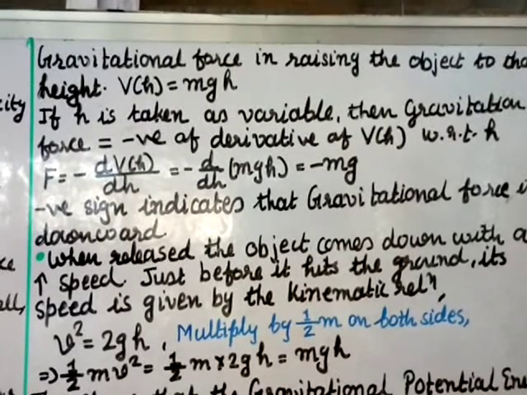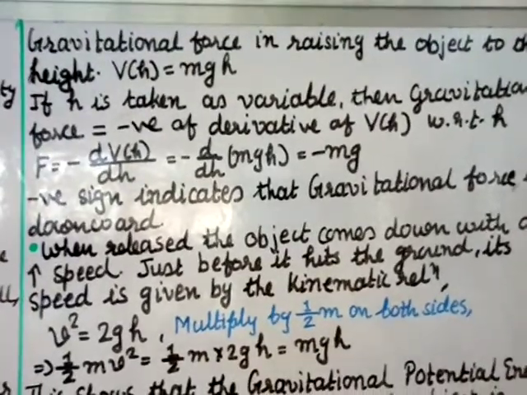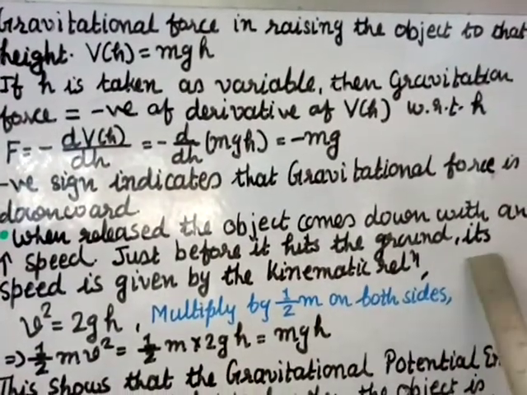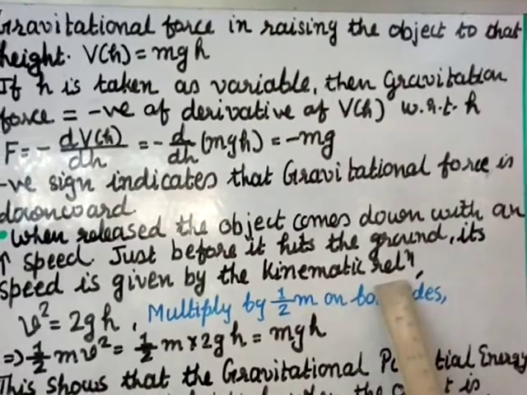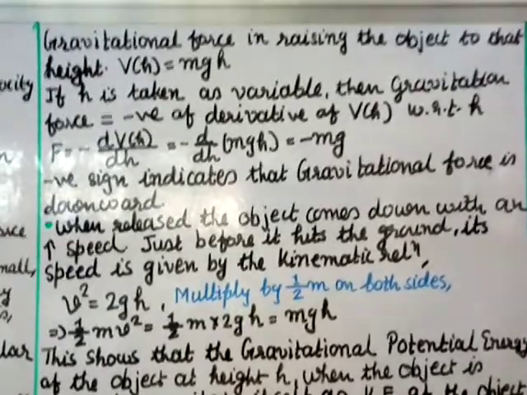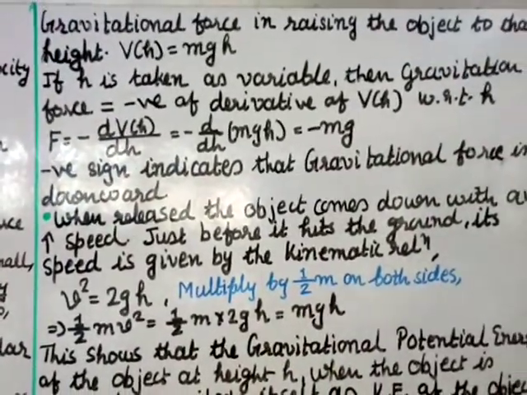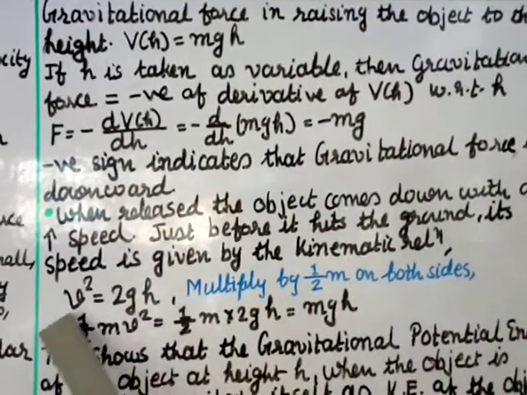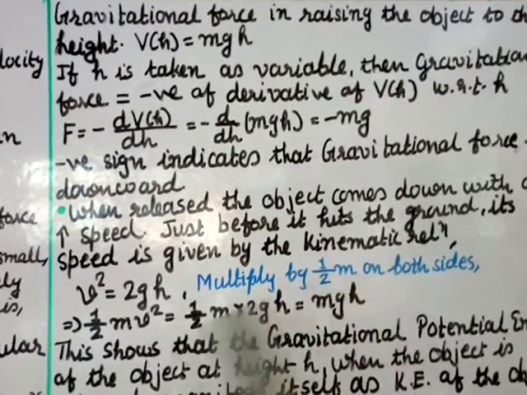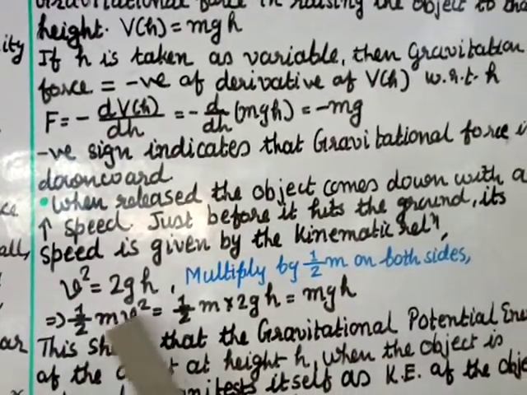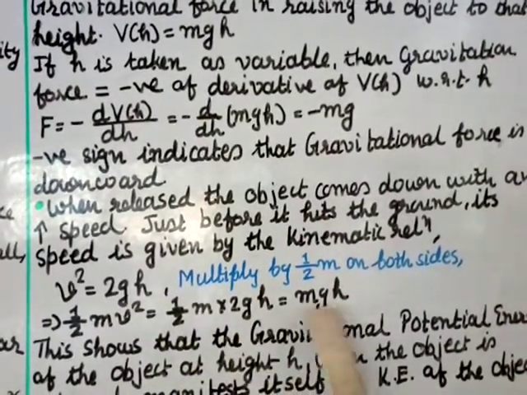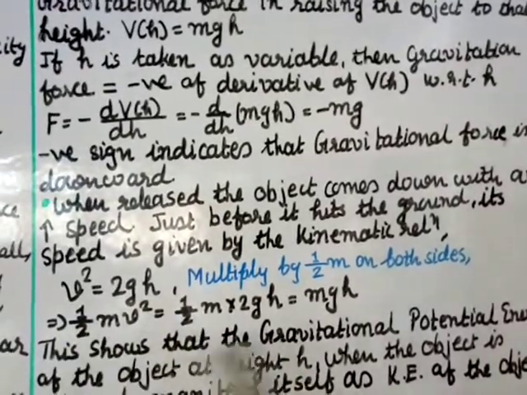Now suppose you are releasing the ball from the height h, then it will come down with an increase in speed. Just before it hits the ground, the speed is given by the kinematic equations we have studied, and it is given as v square is equal to 2gh. Now multiply both sides by 1 by 2m, so 1/2 m v square equals 1/2m times 2gh. The 2 and 2 cancel, so you get mgh. You can see this is kinetic energy and this is potential energy.